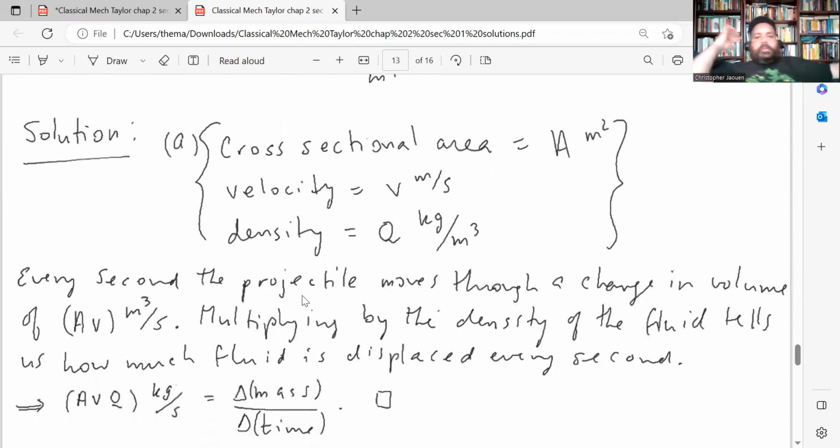All right, so for part A, just writing down what they gave us, the cross-sectional area is A meters squared, let's say, velocity is v meters per second, and the density is ρ kilograms per meter cubed. Every second, the projectile sweeps through a volume of Av cubic meters per second, right? It's just A times v. That tells you the change in volume every second. Multiplying by the density of the fluid tells us how much fluid is displaced every second by the projectile, which is just Av times ρ kilograms per second. So that's the change in mass over the change in time. And that's the answer for part A.